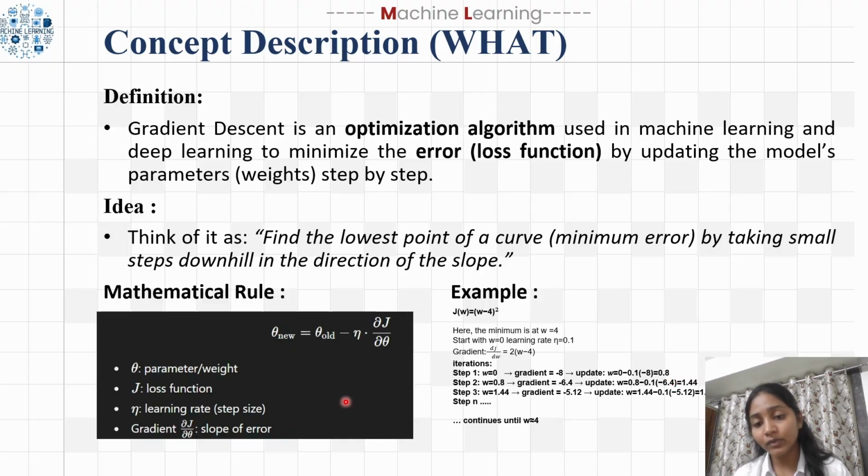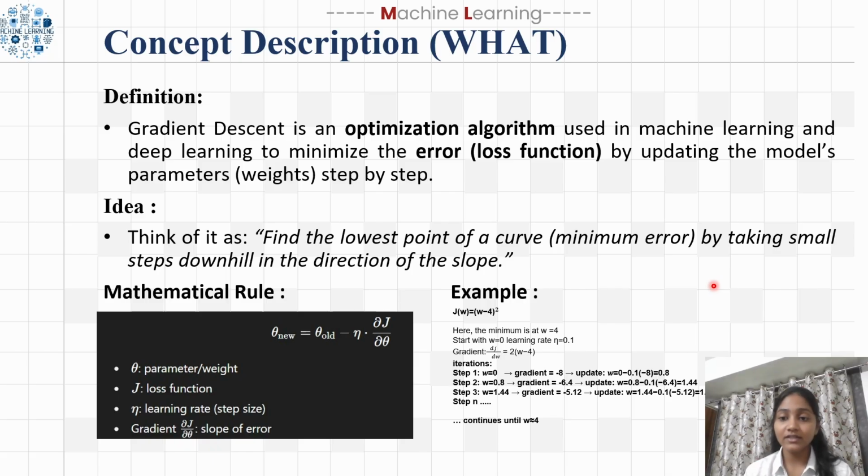Then again we take that weight, apply the gradient, and get an updated weight of 1.44. Again we take 1.44, calculate, and update the weight. We do this until we get approximately w equal to 4. It can take any number of steps, 10 or 12, we don't know. So this is the mathematical intuition.